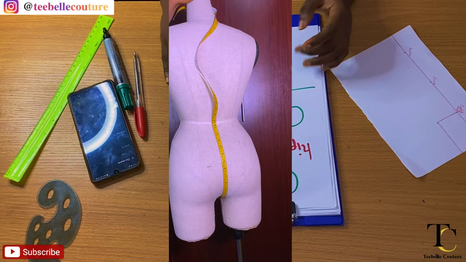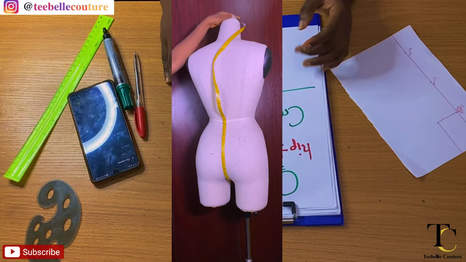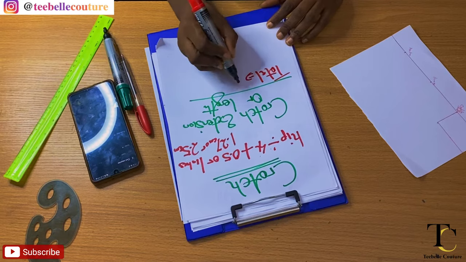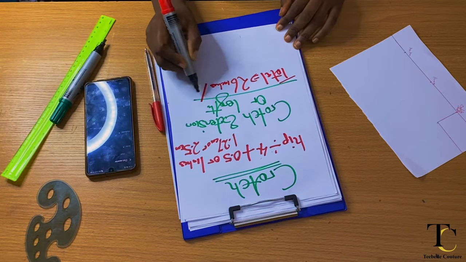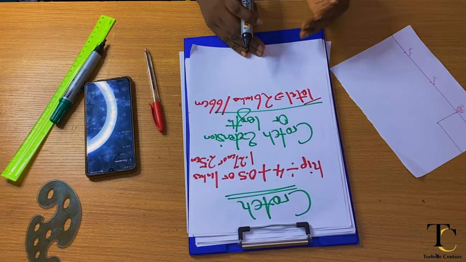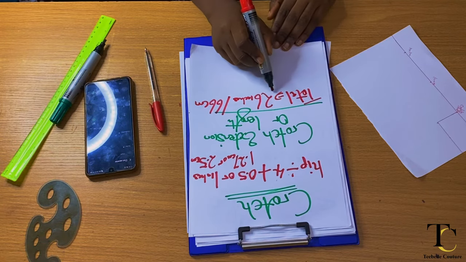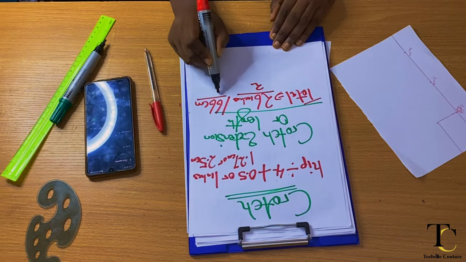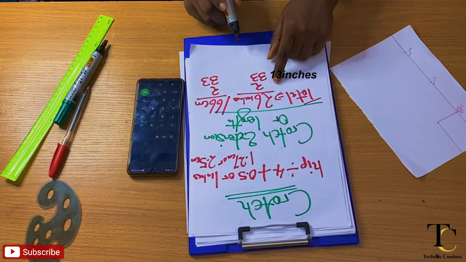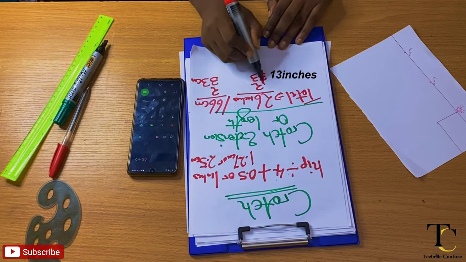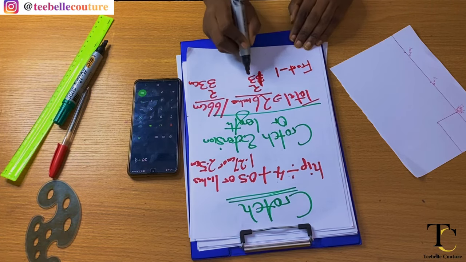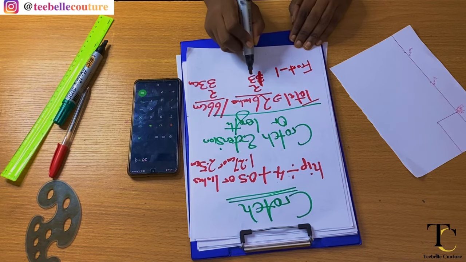It is this measurement that we'll be using to draft our crotch extension for front and for back. So let's say we have in total 26 inches, which in centimeters is 66 centimeters. What I'm going to do is divide both by 2, and after dividing by 2, I got 13 inches and 33 centimeters respectively. So for my front crotch extension, I'm going to be deducting 1 inch from 13 inches.